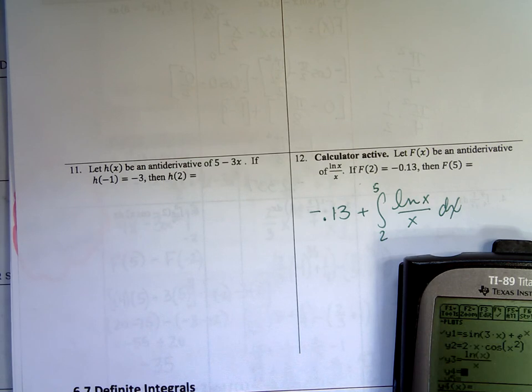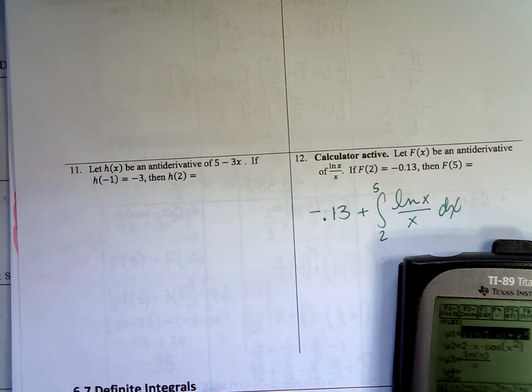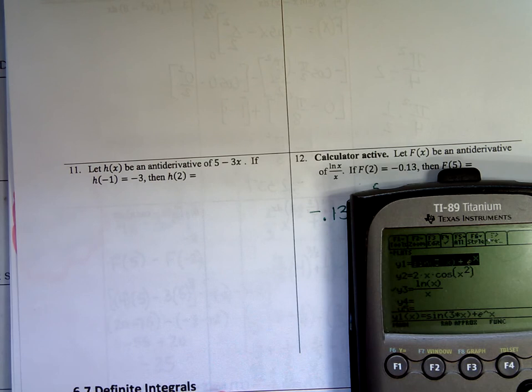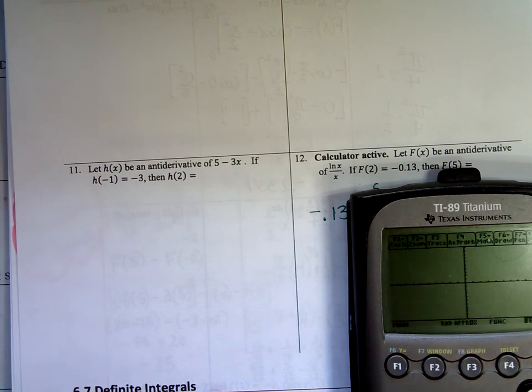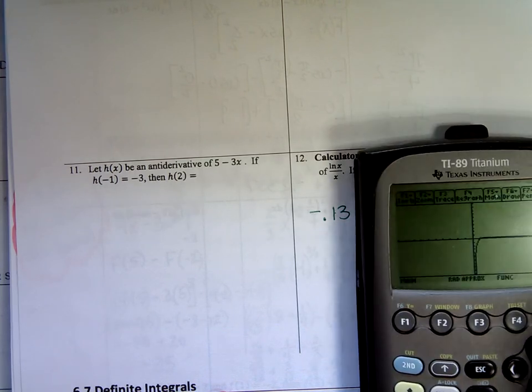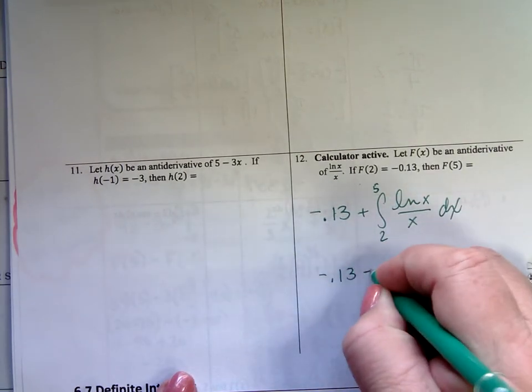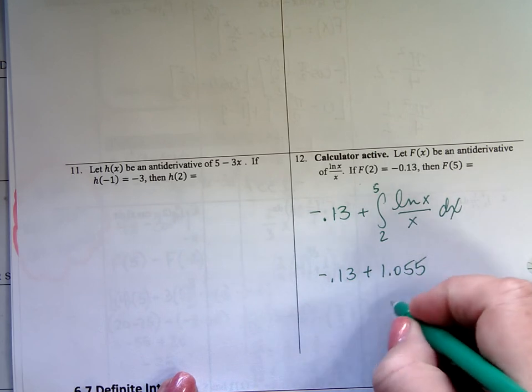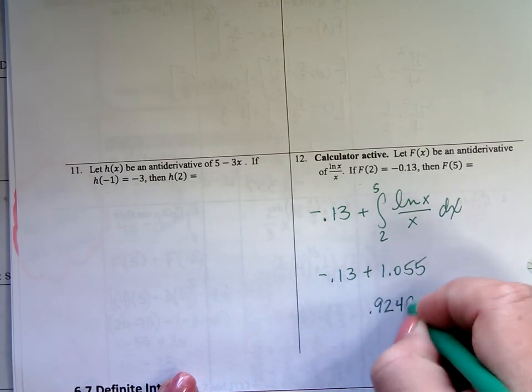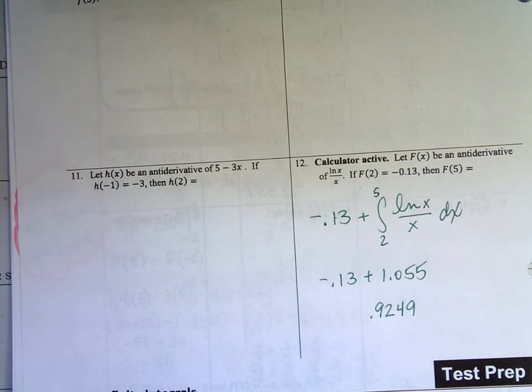All right, let me uncheck number 1. By the way, it's just F4 to check it or uncheck it. And so I'm looking at this guy, and I should be able to graph it now. Ln of x over x. All right, and I want to know what it is from 2 to 5. So F5, 7, lower limit 2, upper limit 5. And I get 1.055, I'm going to say, around it. So negative 0.13 plus 1.055, that gives me a value of 0.9249-ish. Okay, so don't let the verbiage there change. It doesn't change the process of what you're doing.